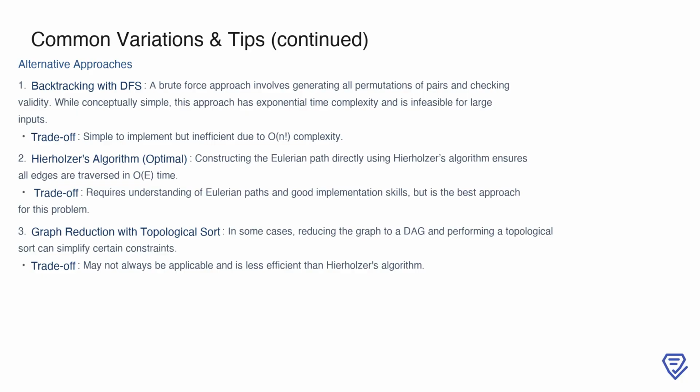In certain cases, reducing the graph to a directed acyclic graph, or DAG, and performing a topological sort can simplify specific constraints. However, this method is less efficient than Hierholzer's algorithm and may not always apply to the problem at hand. Each of these approaches has its own trade-offs, but for this problem, Hierholzer's algorithm is the clear winner in terms of both efficiency and correctness.